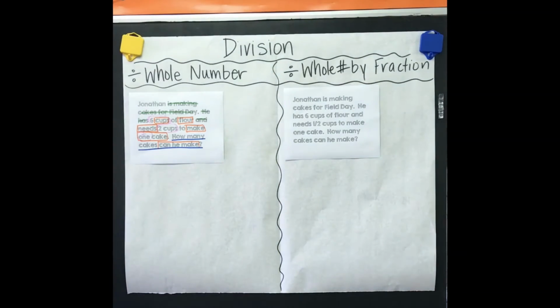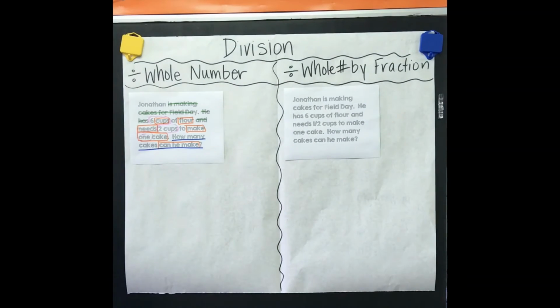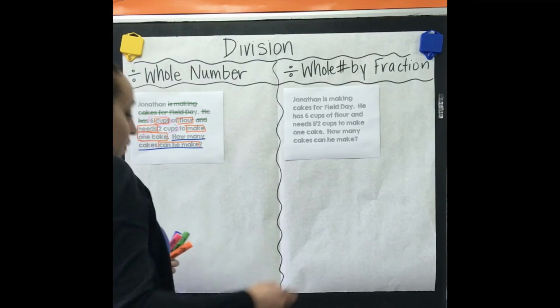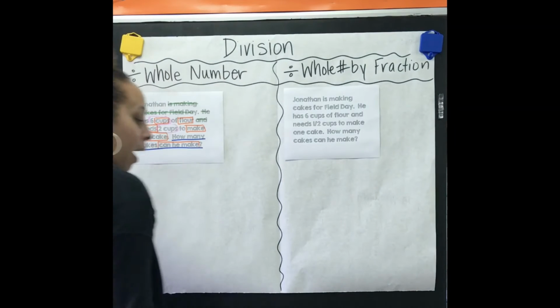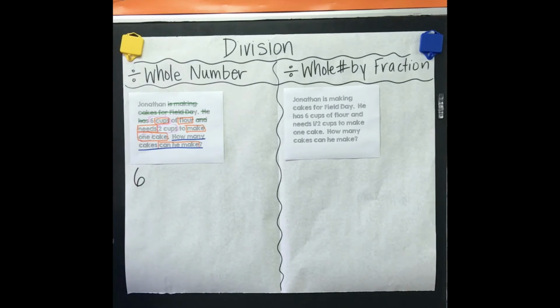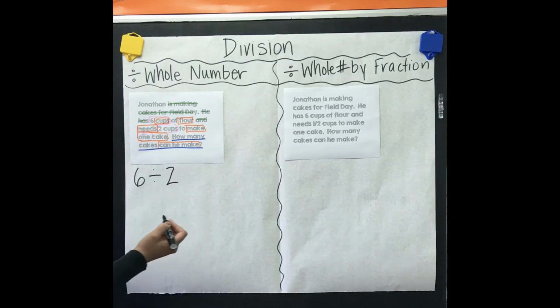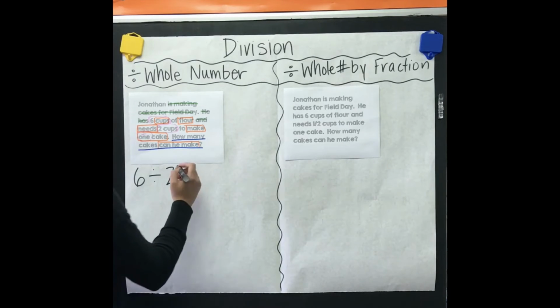Are we dividing the 2 cups he needs to make 1 cake? Are we dividing 1 cake? Are we dividing 6 cups? There's so much information. He has 6 cups of flour. He needs 2 cups to make 1 cake. So we take what he has and divide it by what he needs to figure out how much he can make. What he has is 6 cups. What he needs for 1 cake is 2 cups. So how many cakes can he make?